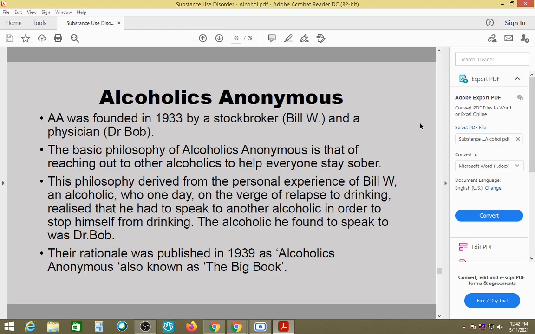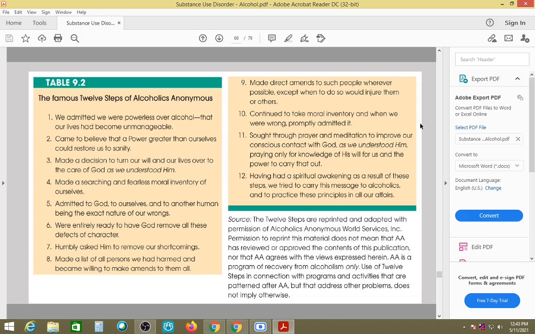Okay, the rationale was published in 1939 as Alcoholics Anonymous, also known as the Big Book. If you will recall, Big Brother of the addicts, they used to have at 10 o'clock. Then that hall too, right? So they have something like this. Now, what is there? Let us go briefly on these. The famous 12 steps of Alcoholics Anonymous. I'll just read through. Let's just go through one by one.